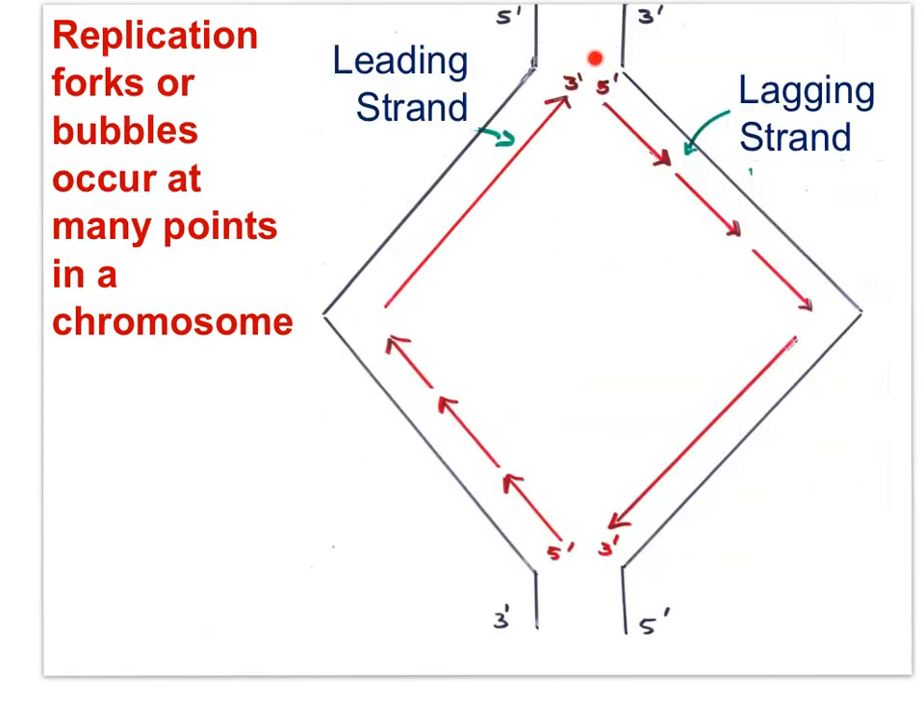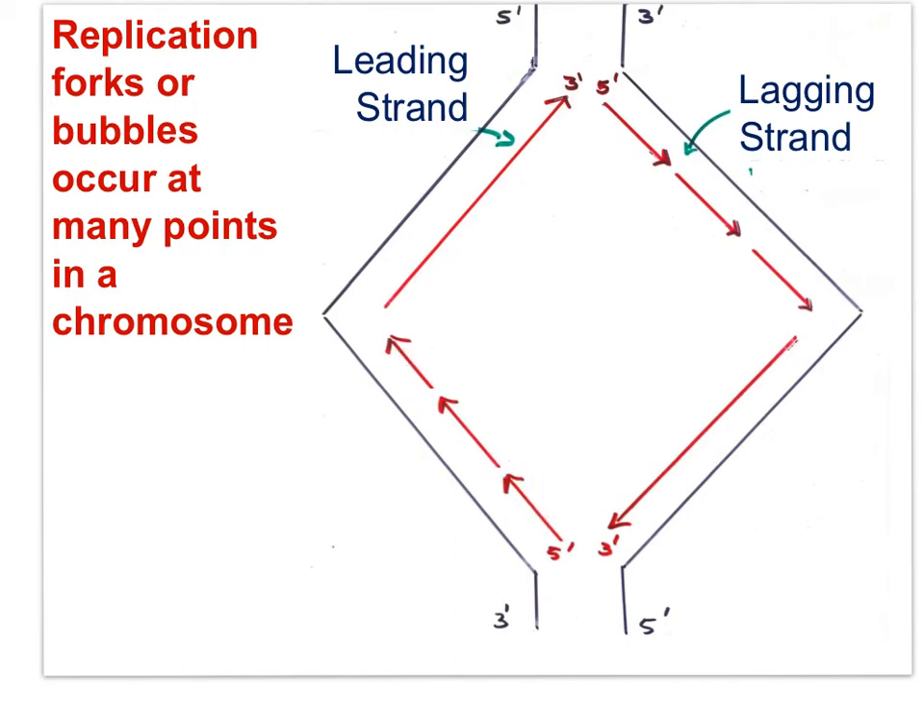This replication fork opens in this direction, so the leading strand is being constructed in a 5 to 3 direction, while the lagging strand for this fork is also being built in a 5-3 direction. This fork opens in this direction, so the leading strand is being constructed in a 5 to 3 direction here, while the lagging strand for this fork is also being built in a 5-3 direction.